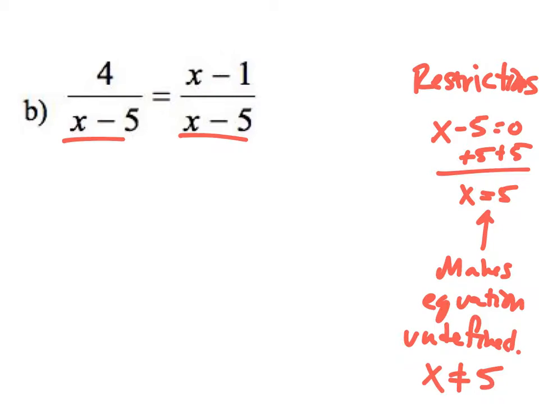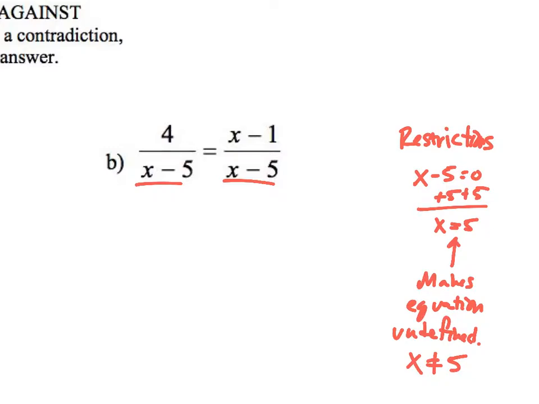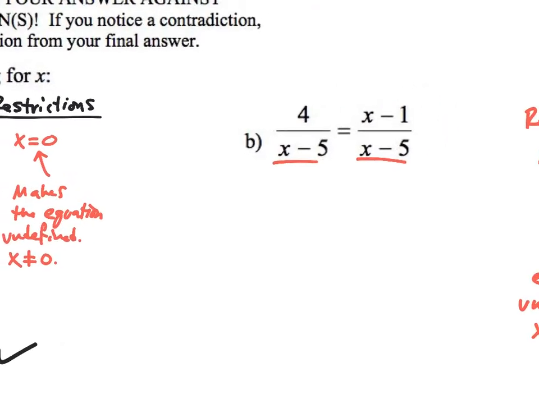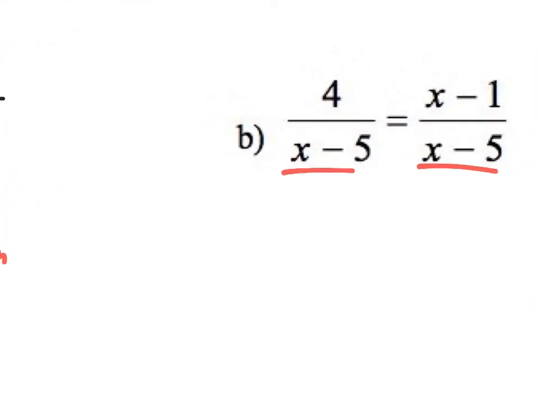Now this one is a little unique, and the reason why is because we have a proportion. I have one fraction equal to another one. Now we could do the same thing that we did before and just multiply everything by x minus 5. And so let's do this two ways, just so you guys can see. We'll get the same thing doing it either way.